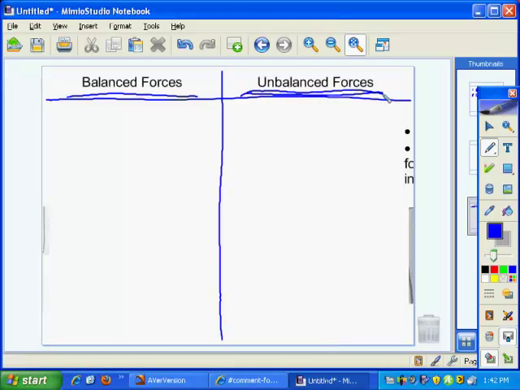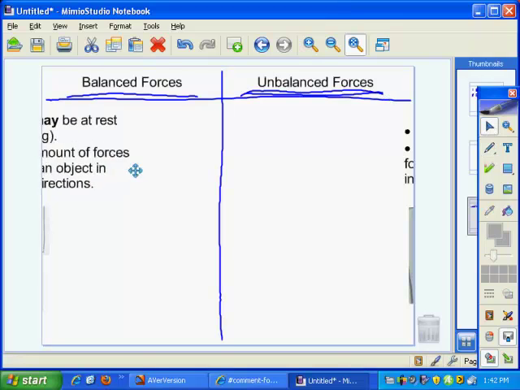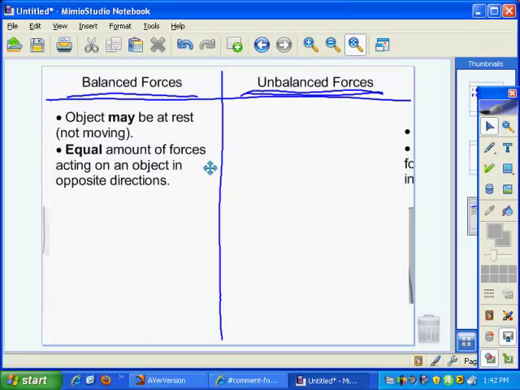Remember that a force is a push or a pull. And sometimes when a force acts on something, you see it happening or you don't see it happening. So let's talk about a balanced force. When you see forces acting on something and the forces are balanced, the object may be at rest or it might not be moving. An equal amount of forces is acting on the object in opposite directions.